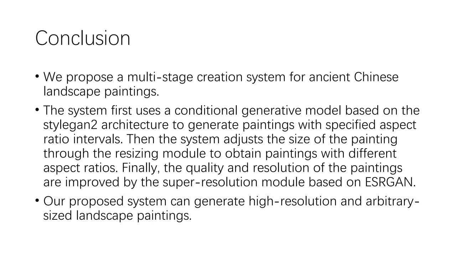Finally, let's make a conclusion. In this video, we propose a multi-stage creation system for ancient Chinese landscape paintings. The system first uses a conditional generative model based on the StyleGAN2 architecture to generate paintings with specified aspect ratio intervals. Then the system adjusts the size of the painting through the resizing module to obtain paintings with different aspect ratios. Finally, the quality and resolution of the paintings are improved by the super resolution module based on IJCAI. Our proposed system can generate high-resolution and arbitrary-sized landscape paintings.